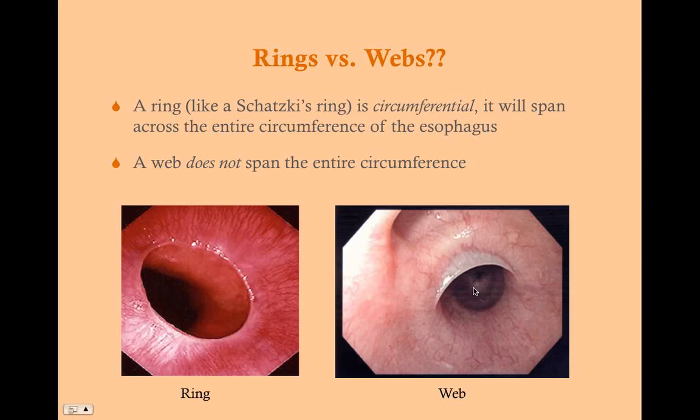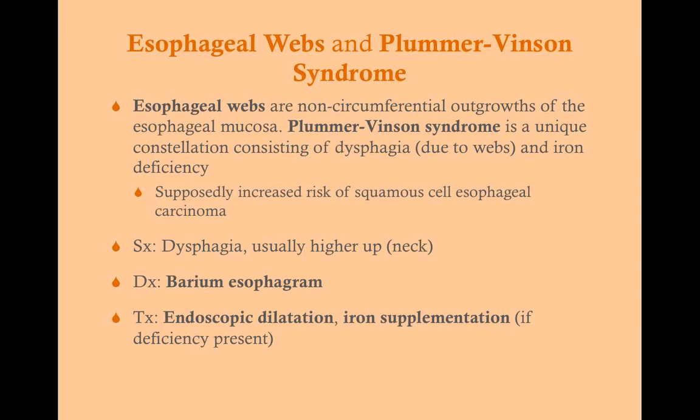Whereas this is a web. It's not going around the entire circumference. Down here, you don't have anything. You just have tissue that's from this point to this point. So it's not the entire circumference. That's a web. Okay, so what if we do have webs rather than rings? Esophageal webs, as I just mentioned, are non-circumferential outgrowths of the esophageal mucosa. A particular disorder that features esophageal webs is Plummer-Vinson syndrome. So this will be a patient who has multiple webs and also has an iron deficiency.